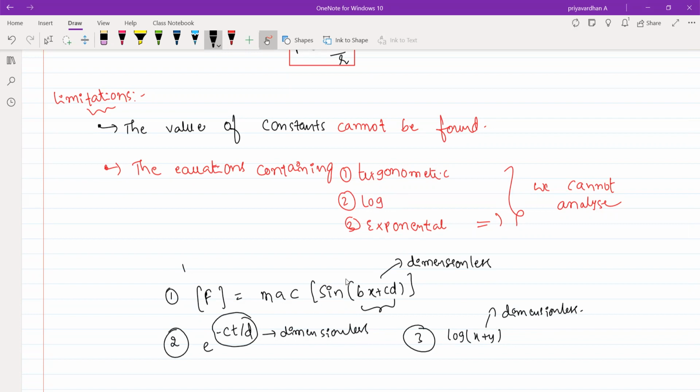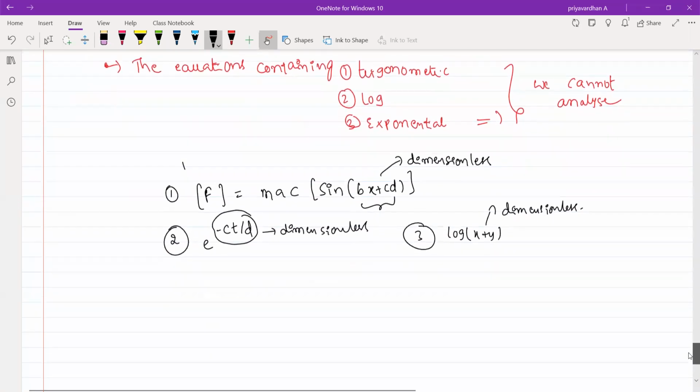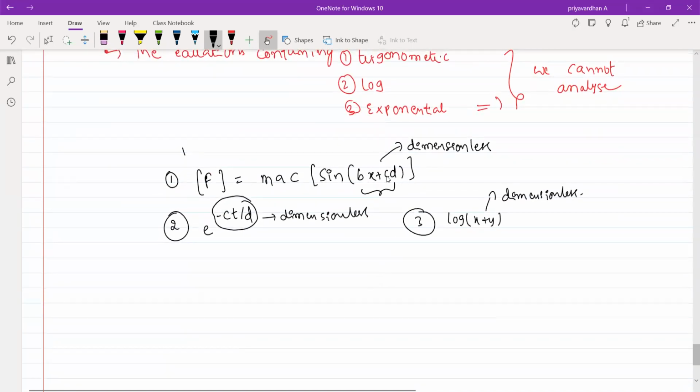Or I can say sine theta. What is the dimension of theta? Theta is a dimensionless quantity, no? E power something is also dimensionless, as well as log of something is also dimensionless. You can remember like that.